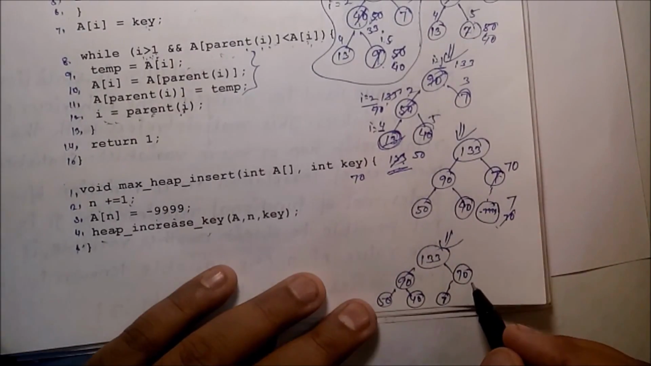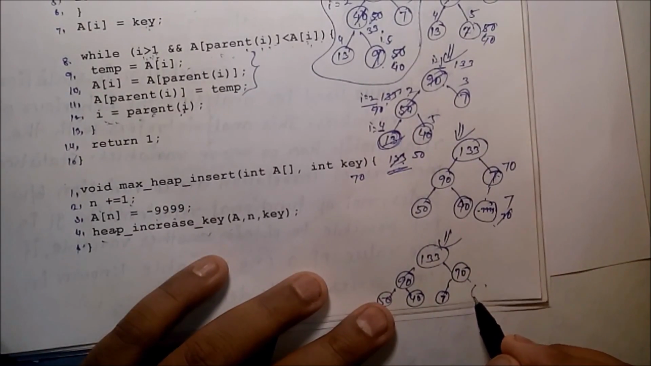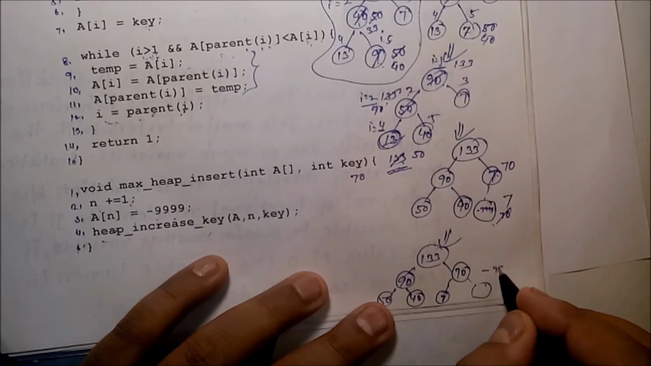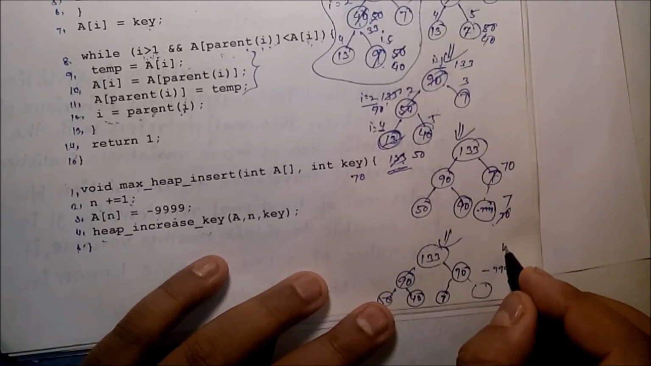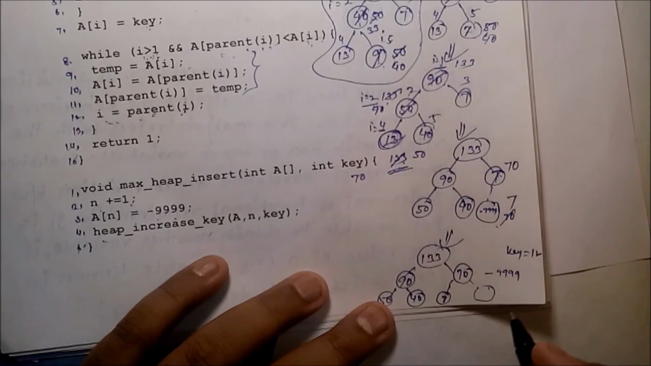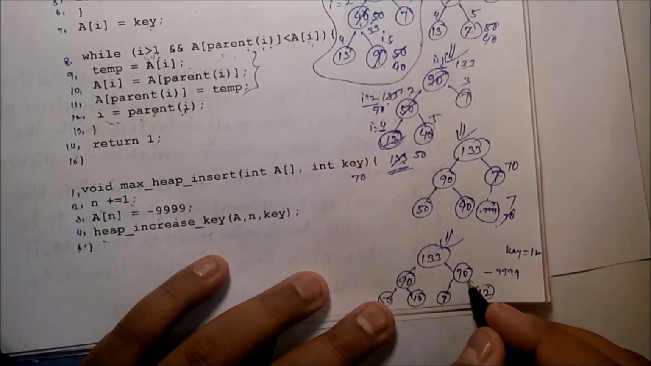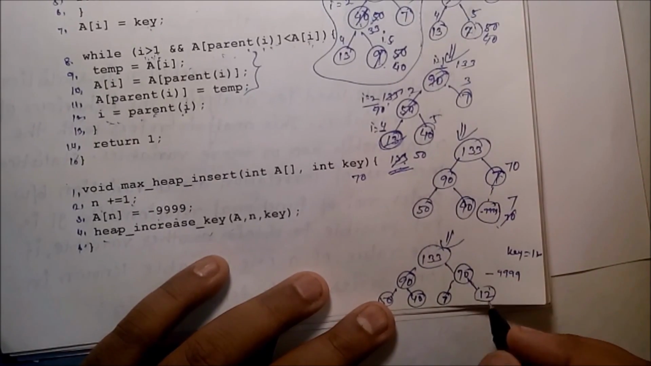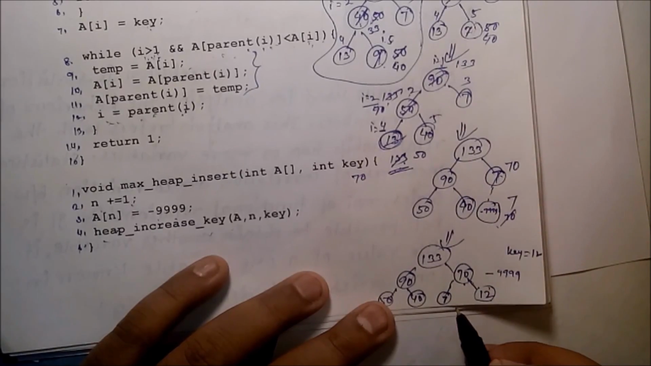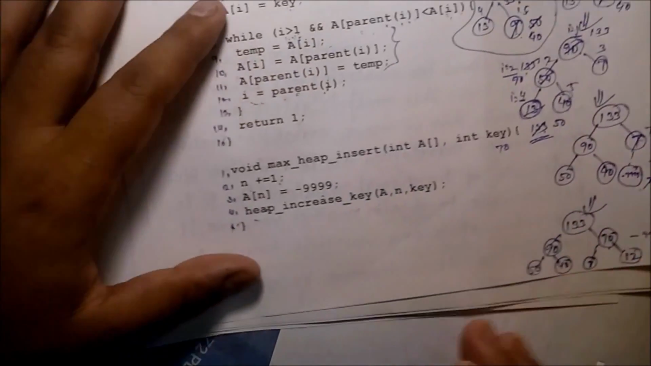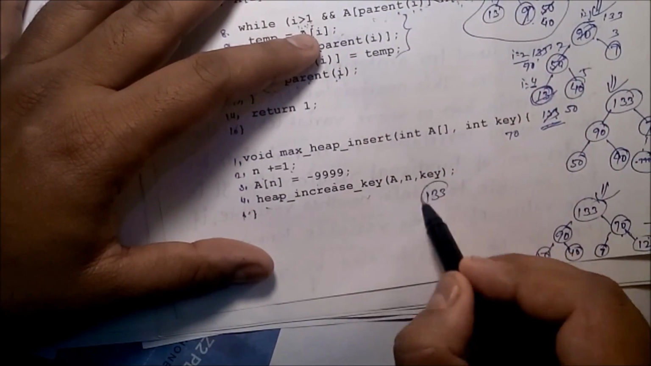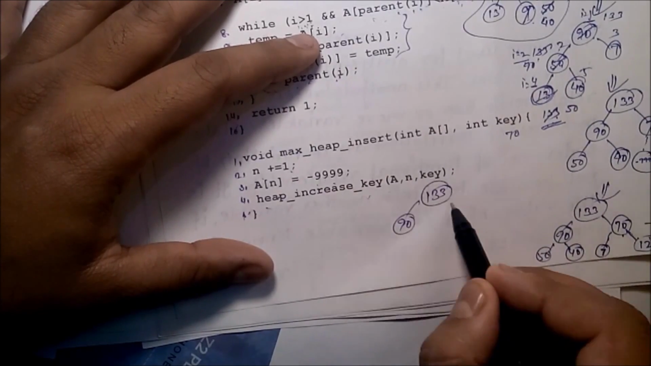Now suppose we want to insert 12. So how to insert? First increase its size, put one small number. Now the key value is what? It is 12. So put 12 here, compare with the parent. The condition is false because the parent value is more than this. Keep as it is.